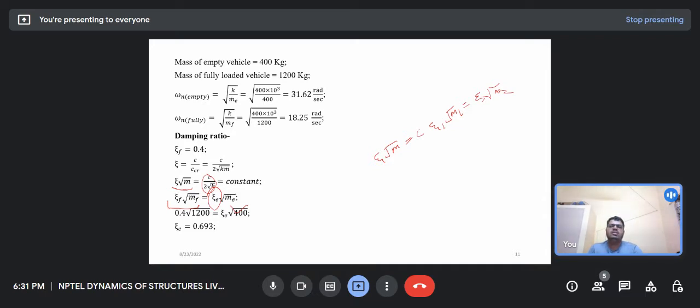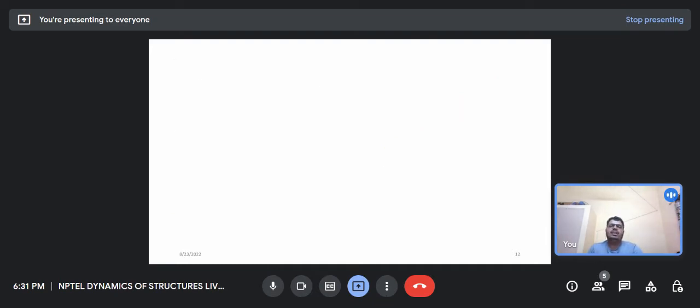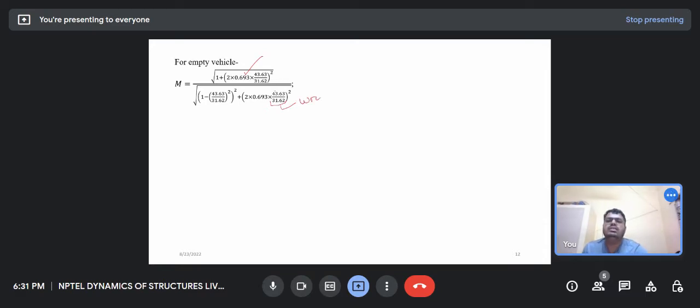You have the natural frequency, you have the external or forcing frequency, and you have the damping ratio for the fully loaded and the empty vehicle. Now you can calculate the magnification factor. For the empty vehicle, I have put the damping ratio as 0.693, the natural frequency omega n is 31.62, and the external frequency is omega. So the transmissibility comes out to be 1.02.